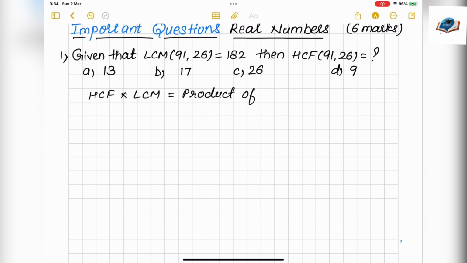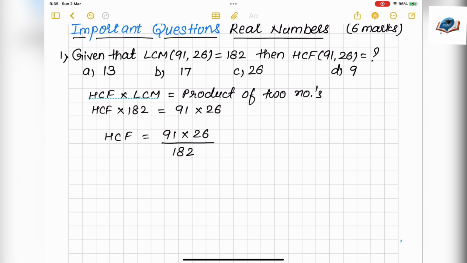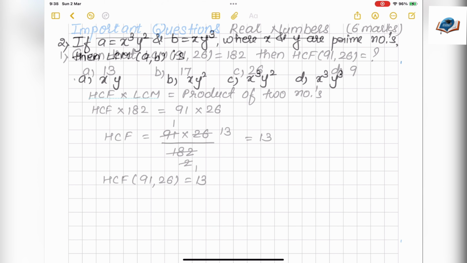So, using this formula, I can say LCM is 182, HCF I don't know, and the numbers are 91 and 26. So, I can directly say HCF will be 91 into 26 upon 182. So, 91 ones are 91, 2 ones are 2, 2 13s are 26. So, HCF of 91, 26 is 13. So A option is the correct one.